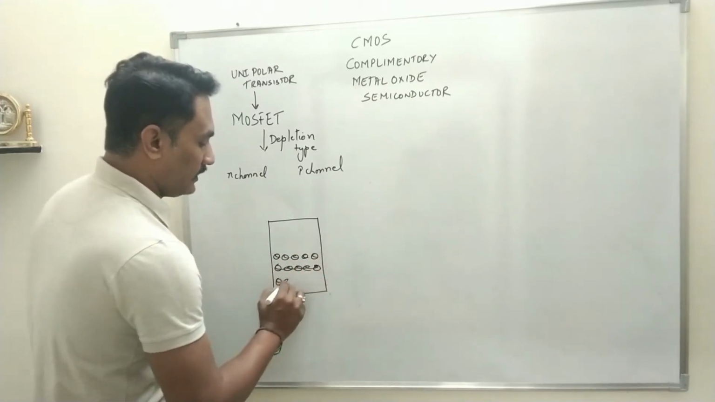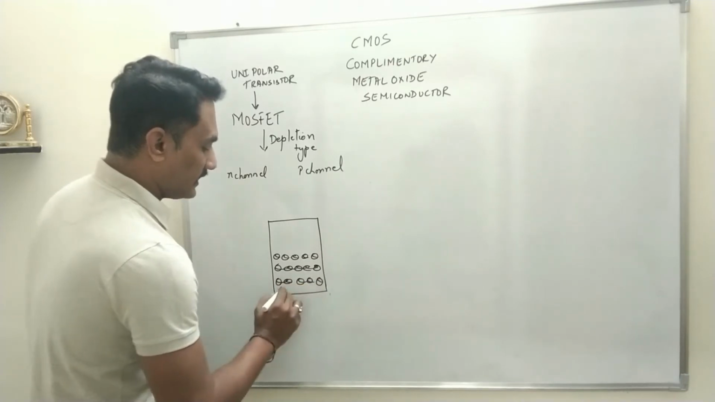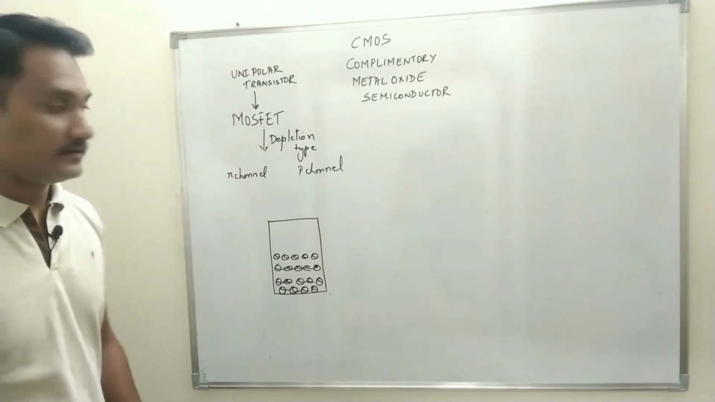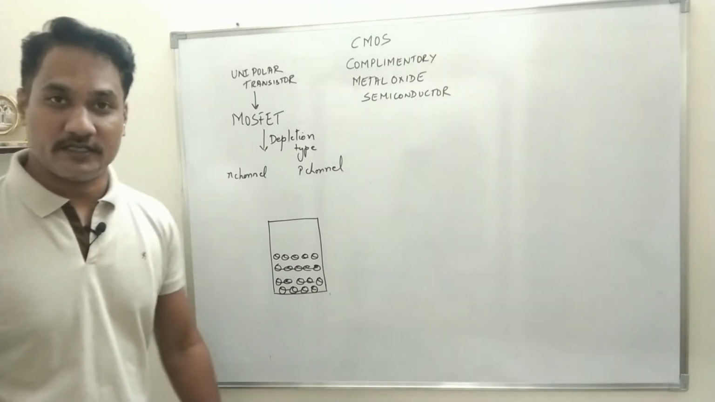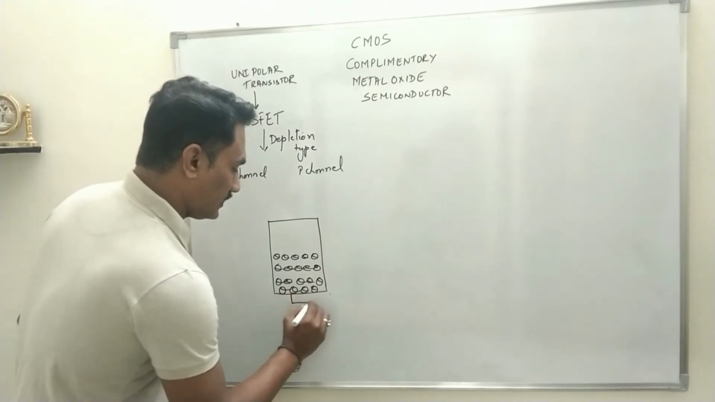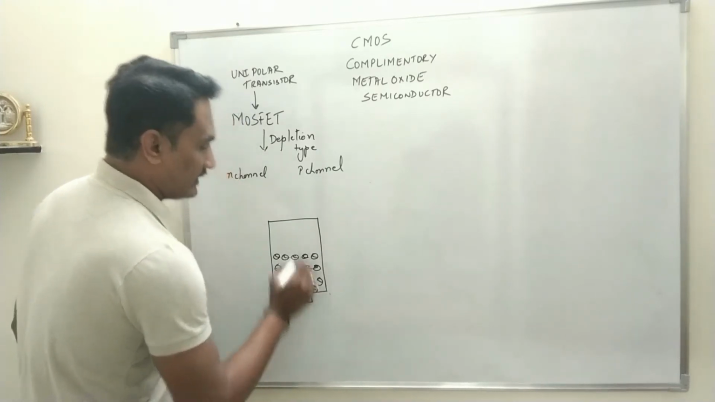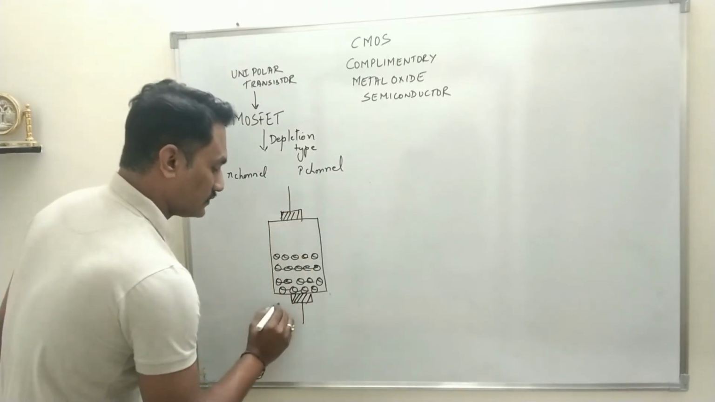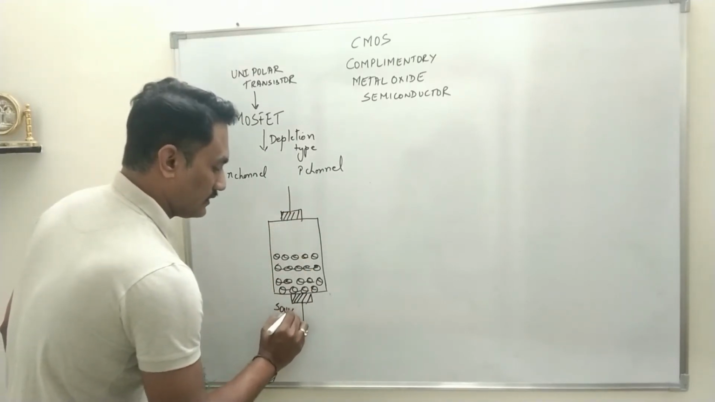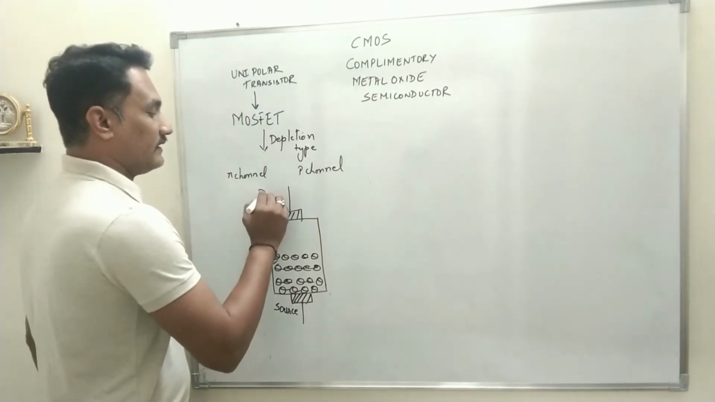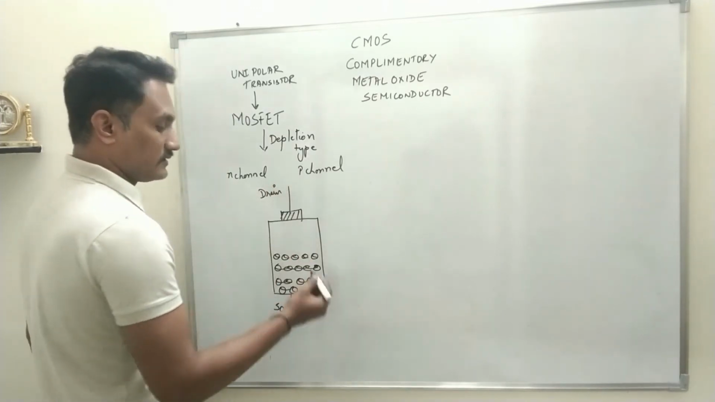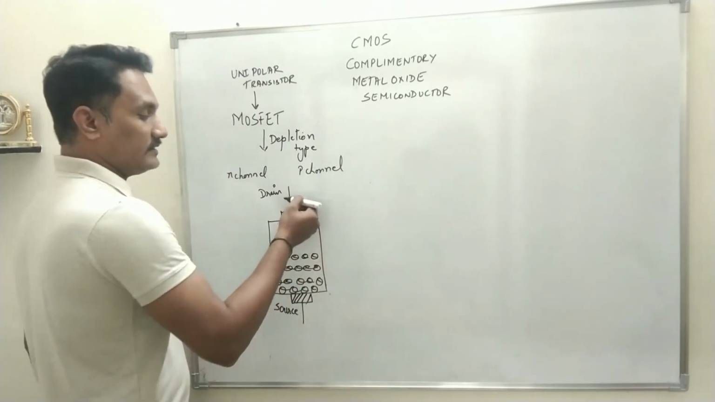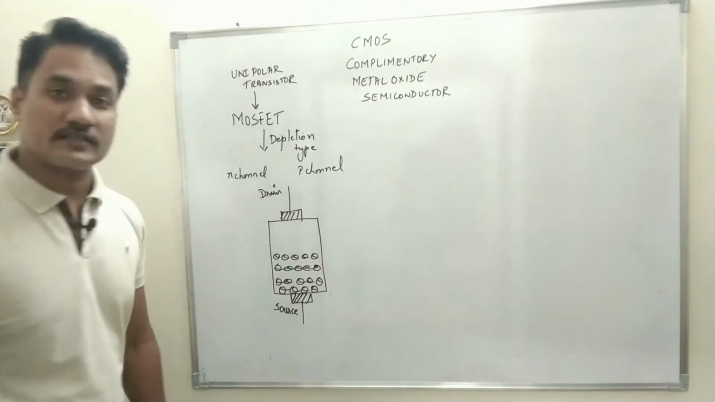Now the basic transistor which we have studied earlier has 3 terminals, emitter, base, collector, whereas a MOSFET has 4 terminals. These 2 terminals are named source and drain, because the electrons will move from the source and get drained at this terminal. So it is source and drain.